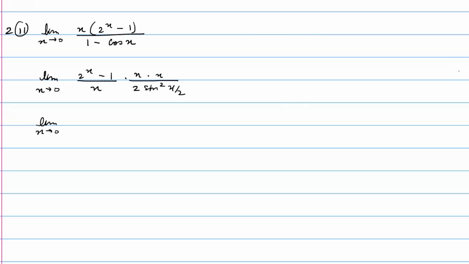So limit x tends to 0. This is 2 raised to x minus 1, so this is not a problem. You have x square upon sine square x by 2, and this is a half. Okay, so the square of the angle should be there, so you need a 1 by 4. So you will multiply by a 4.